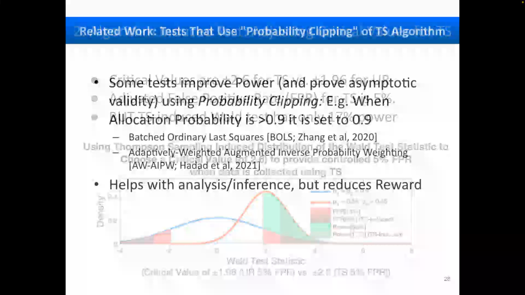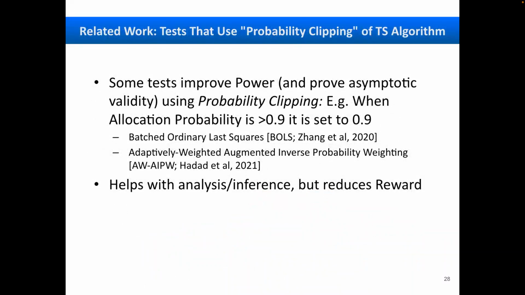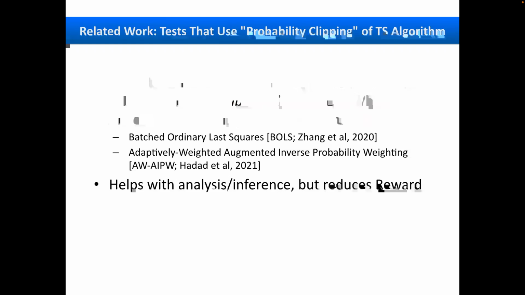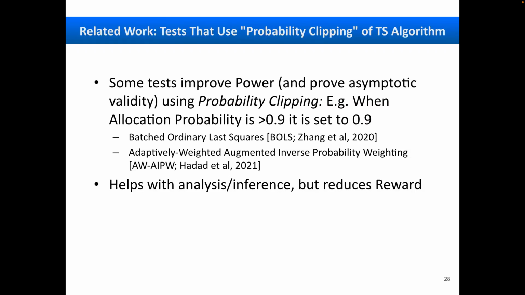But we could do better somehow, right? I will say the other tests have been tackling this kind of issue, and they try to improve power by doing something called probability clipping, where they don't let the probabilities go above a certain amount. Maybe at 0.9, you just can't go higher. If it says the posterior is 0.95, you clip it at 0.9. And those have interesting ideas.